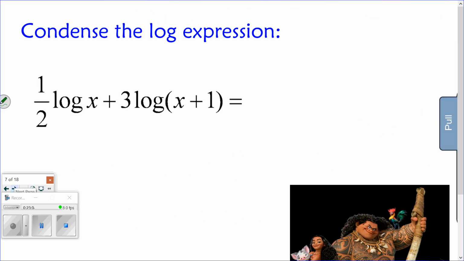All right, let's practice a little bit of condensing our logs. Yay, you need to be excited. All right, so you have 1/2 log of x plus 3 log of x plus 1.